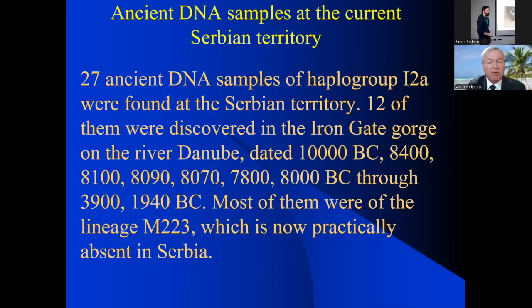Most of them were of the lineage M223, which is now practically absent in Serbia. They either didn't survive or they left for Central and Western Europe. So now there is a very small minority of people in Serbia who carry lineage M223. Most of them, as I said, carry Y3120.